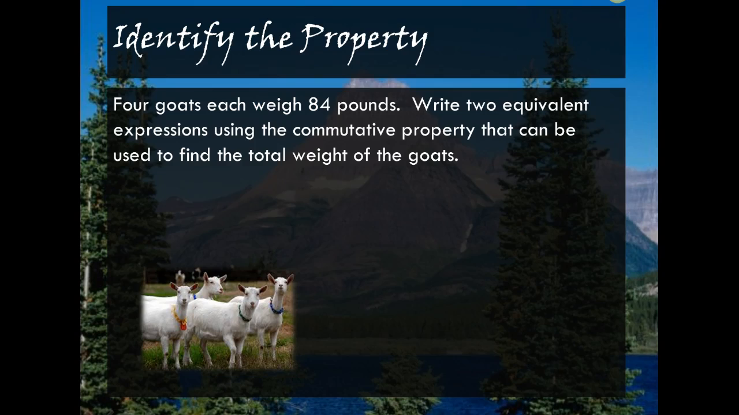Let's apply our properties in a couple of word problems. 4 goats each weigh 84 pounds. Write 2 equivalent expressions using the commutative property that can be used to find the total weight of the goats.